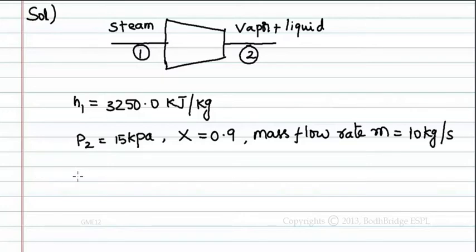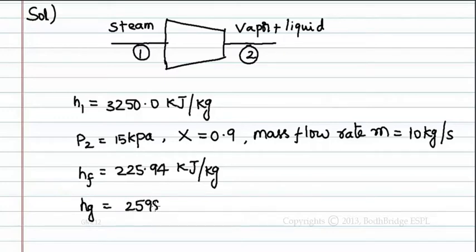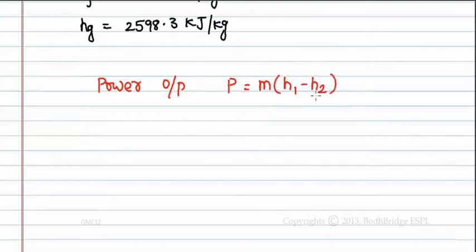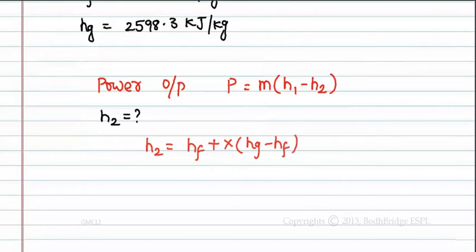Now the enthalpy of the saturated liquid hf = 225.94 kilojoules per kg and the enthalpy of saturated vapor hg = 2598. In the problem they have asked to find the power output of the turbine. We know power output P = m times (h1 minus h2), where h2 is the enthalpy of the saturated mixture. So now we have to find h2. The enthalpy of the saturated mixture h2 = hf + x times (hg minus hf), where hg is the enthalpy of the saturated vapor and hf is the enthalpy of the saturated liquid.